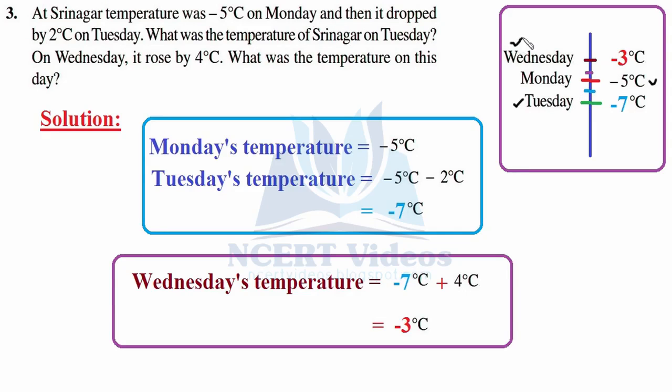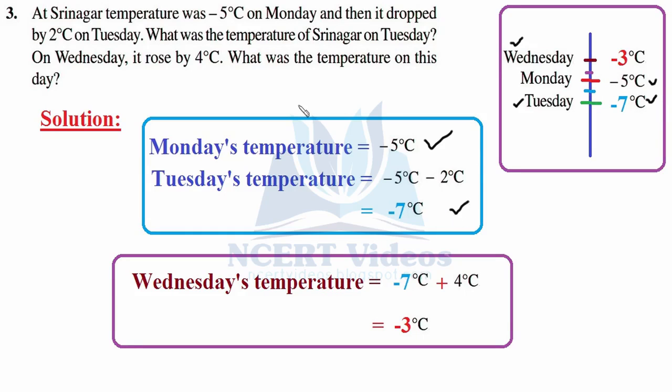Now, what was the temperature on this day? So, Monday temperature is minus 5 degrees Celsius, it is given to us. Tuesday it got even further down, minus 2 degrees Celsius. So minus 5 and minus 2 gives you minus 7 degrees Celsius. Therefore, minus 7 degrees Celsius comes as your answer.